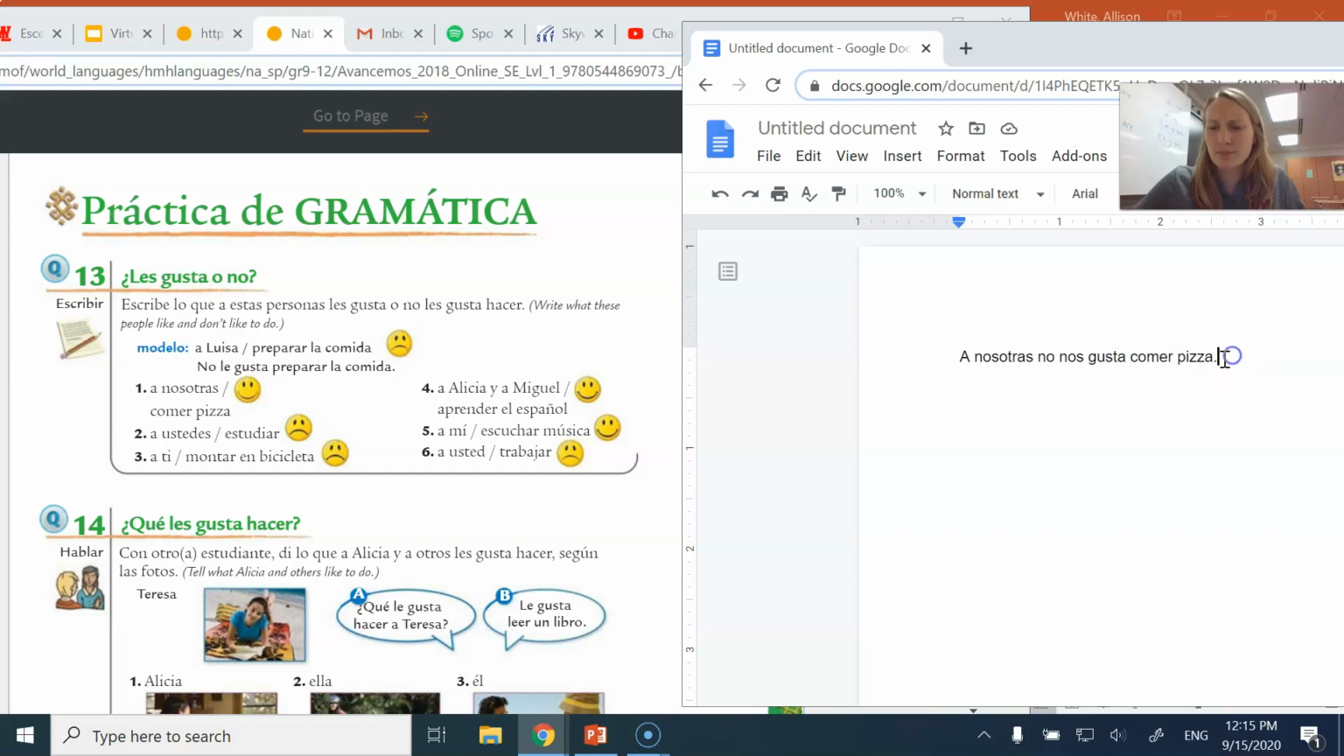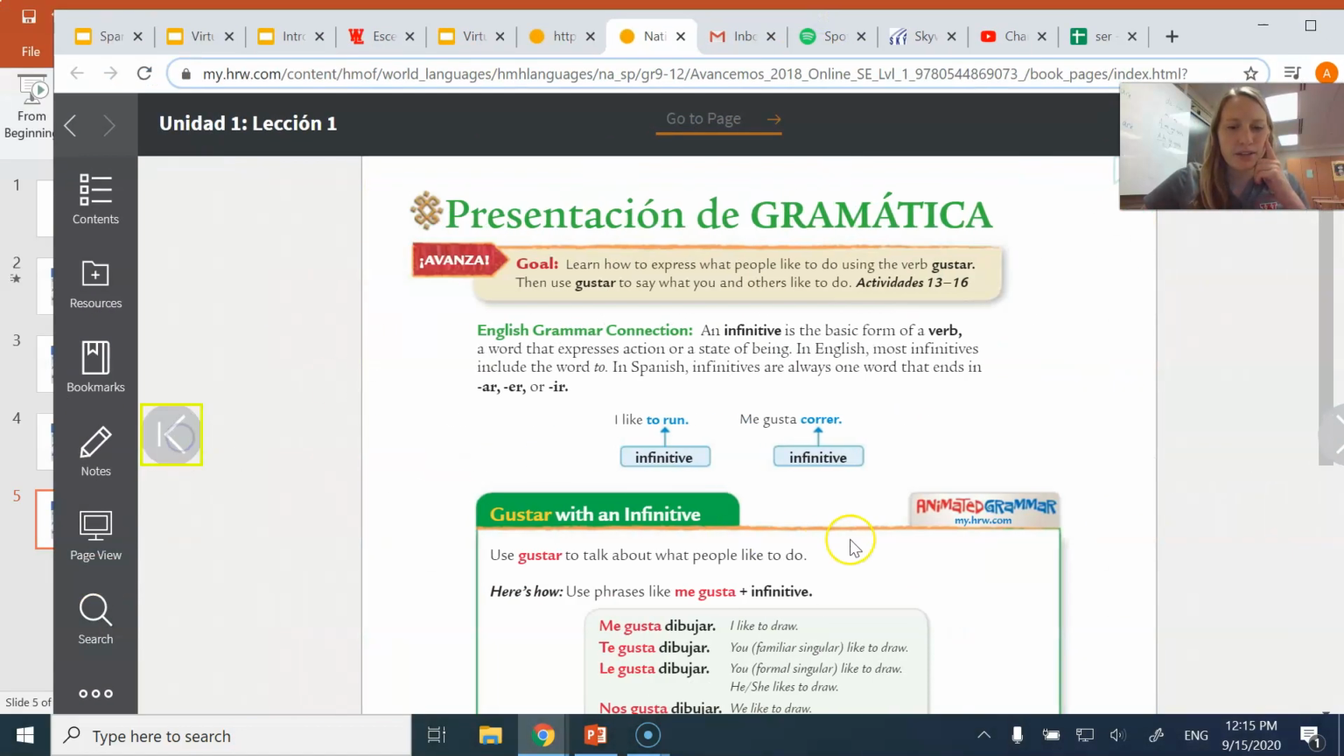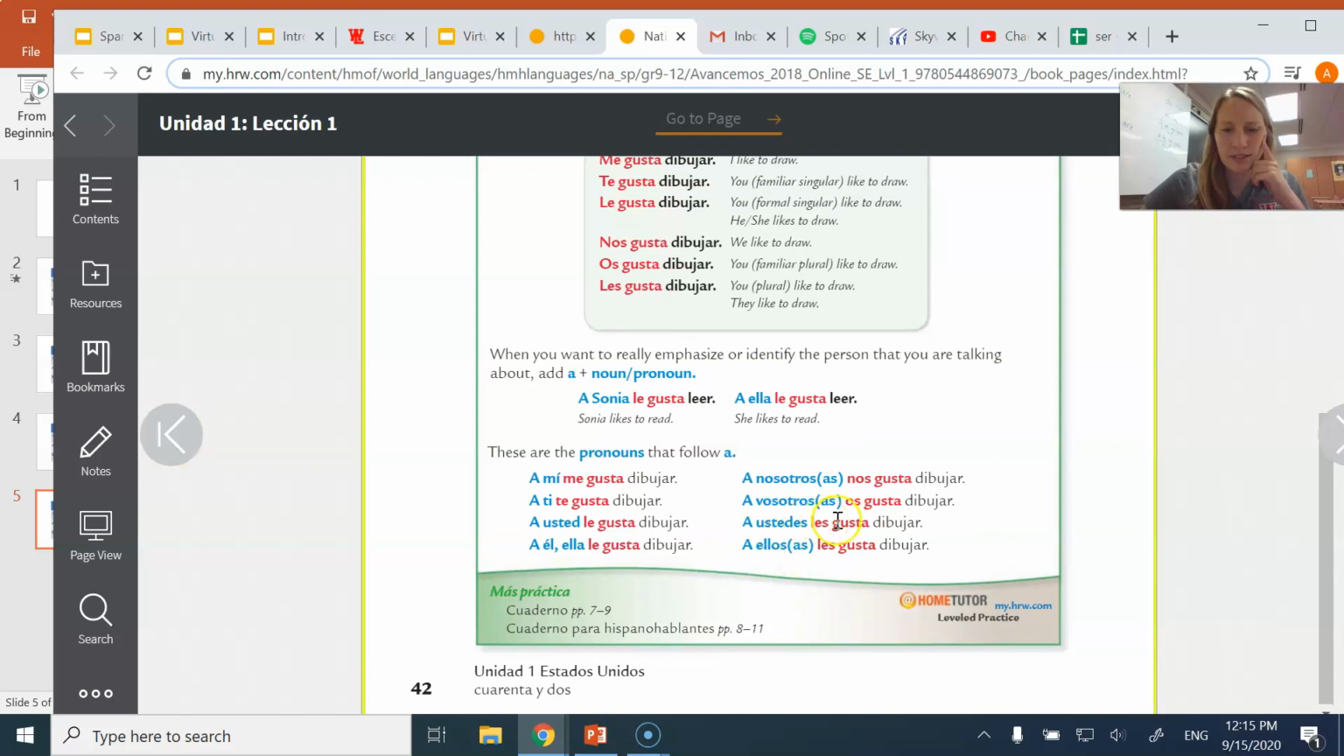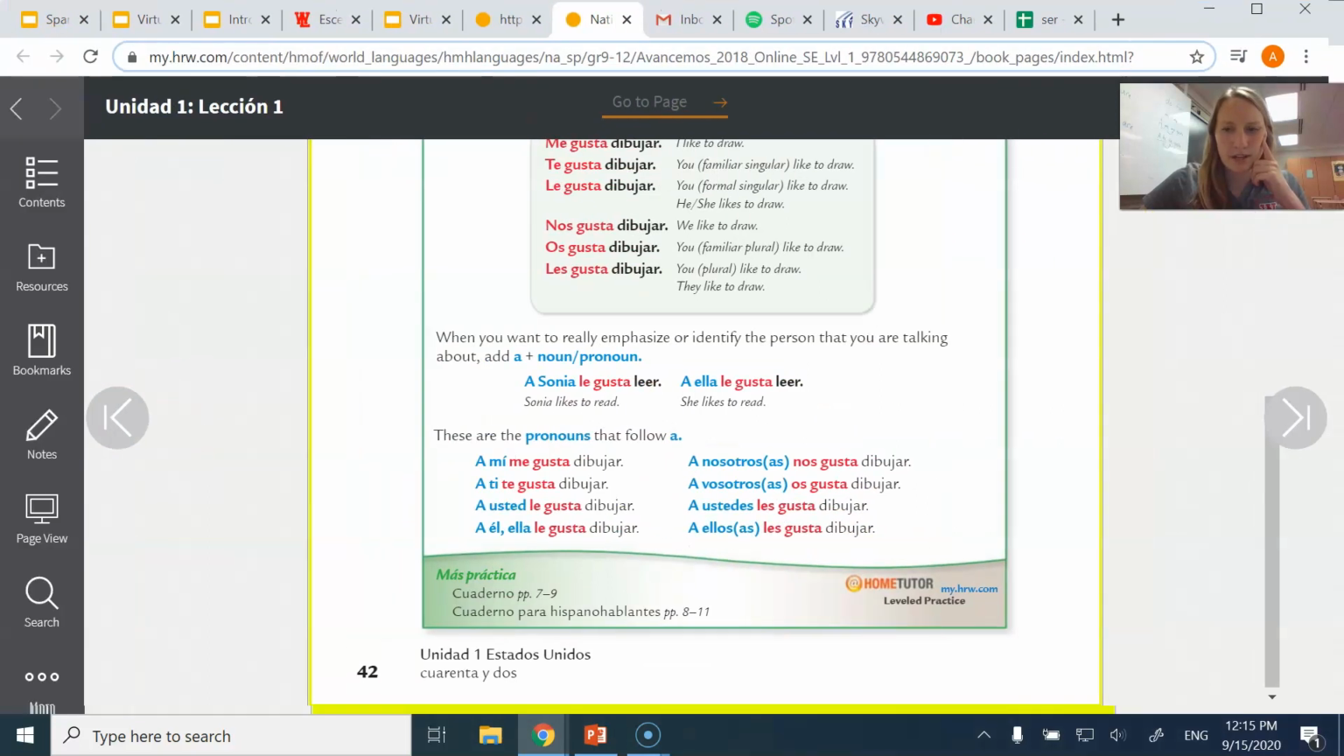So let's try to do number 2. A ustedes en estudiar. So ustedes, remember that is you all in Latin America. In Spain, it is also you all, but it's formal. So a ustedes, that is going to be les gusta estudiar. Maybe I don't think you guys like to study, so I'll say no les gusta estudiar. Again, I can see that if I go back here and I go down here and it says a ustedes les gusta. So it'll help me.